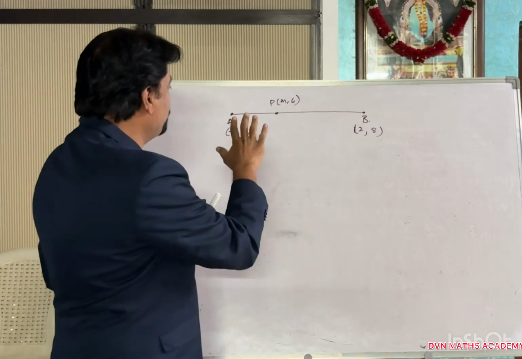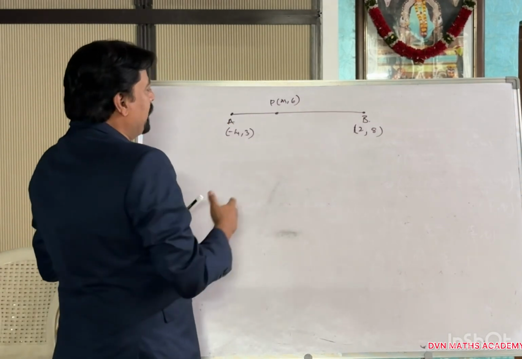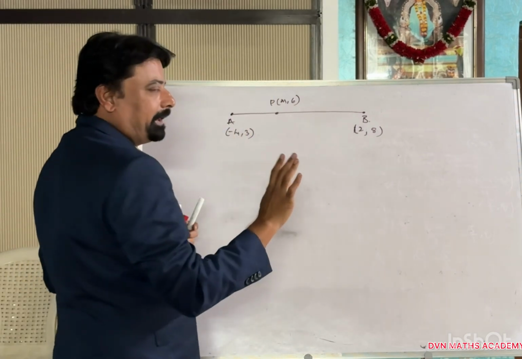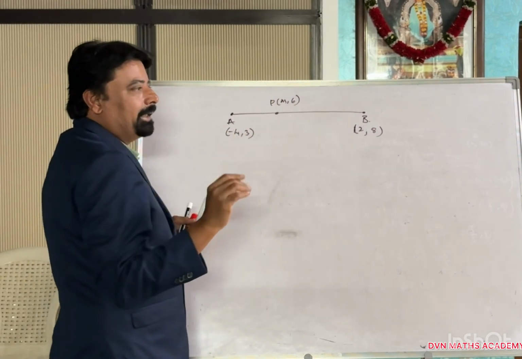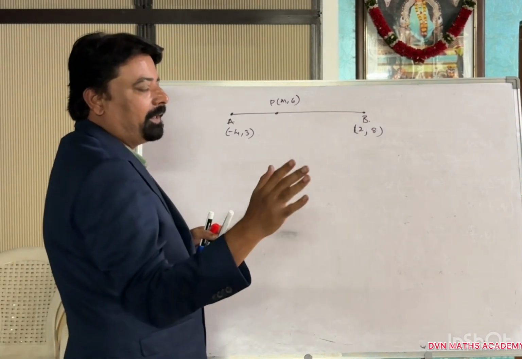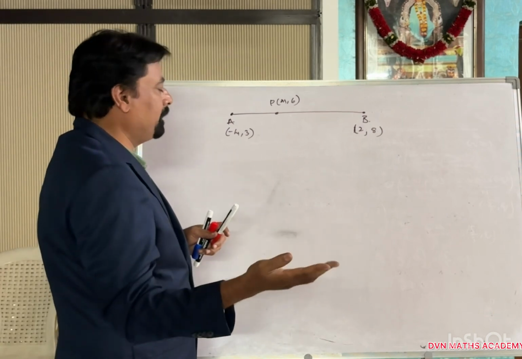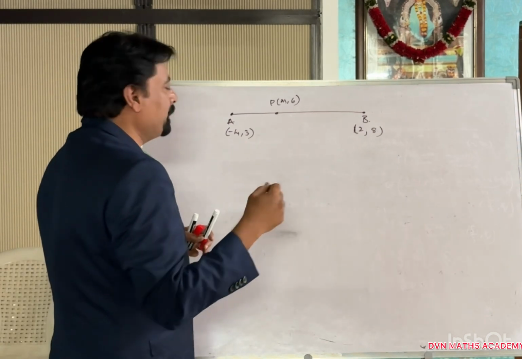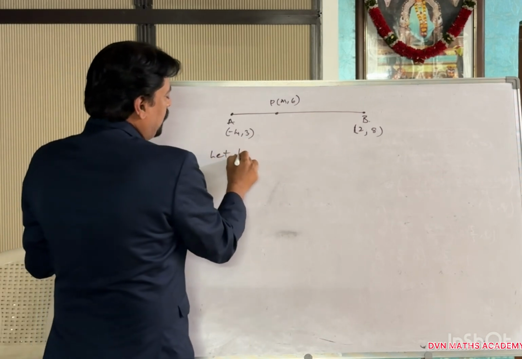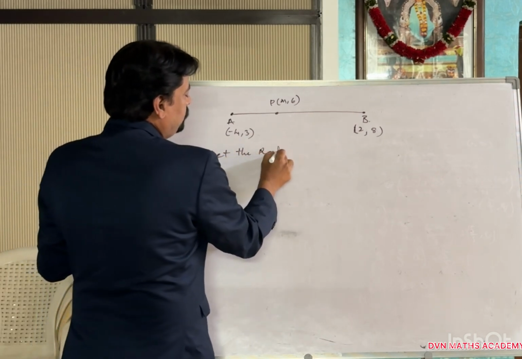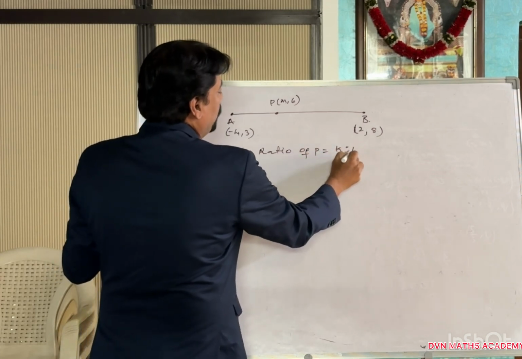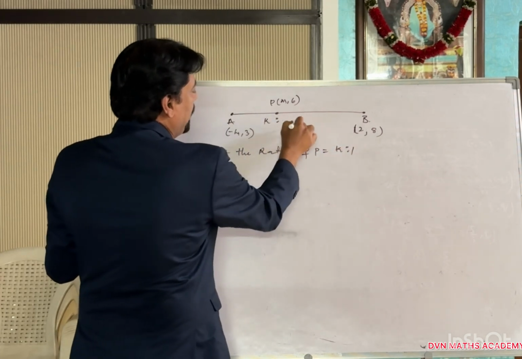If you observe this question properly, he is asking to find the ratio. But when you are asked to find the ratio, don't take the ratio as M:n. It will create some complication. Just take every ratio in the form of K:1 or M:1 or L:1, whatever it may be. Something to 1, we can convert. So let the ratio of P be K:1.